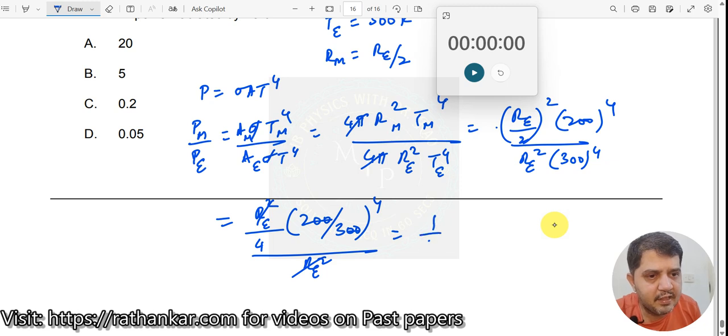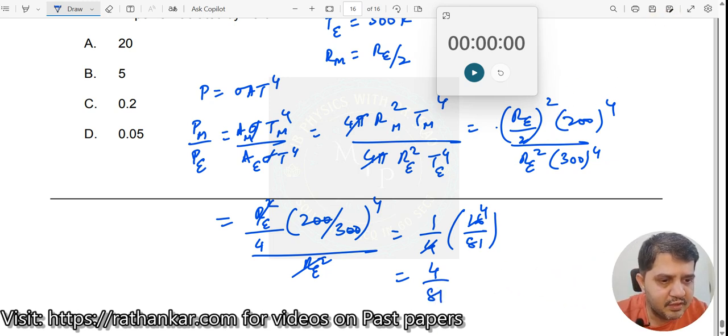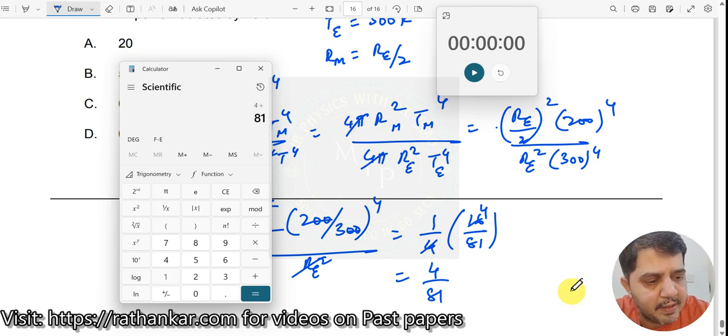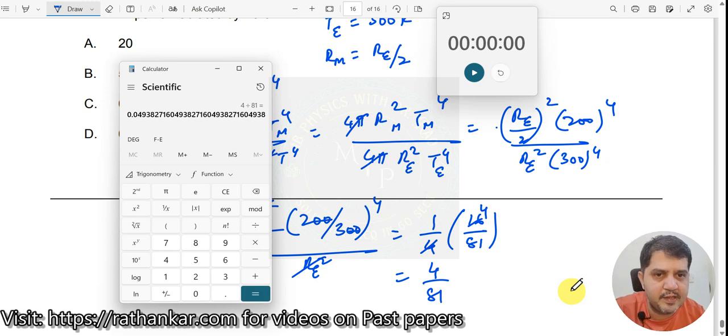So I have 1 by 4 into 2 power 4, which is 16. 3 power 4 is 81. So when I do this, I get 4 ones are 4, fours are, which should be 4 by 81. Now let us use our calculator to find out what is the value of 4 by 81. 4 by 81 should be 4 divided by 81 is equal to 0.049.